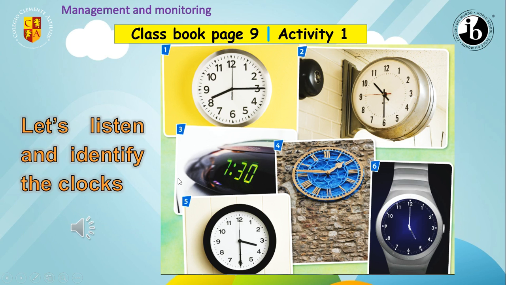Okay, the next is 3:30. Which one is 3:30? 1, 2, 3, 4, 5, or 6? Which clock? Clock number 5, right? Because in here it's 3:30. Very good.